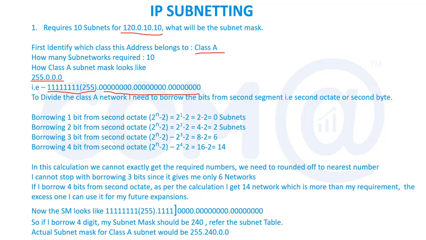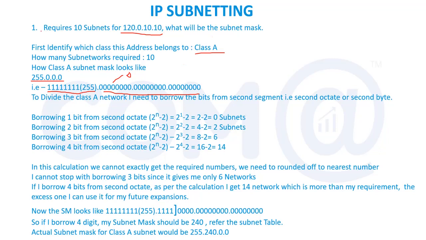So let's proceed. To divide a class A network, we need to borrow bits from the second segment, the second octet or second byte. Each portion is called an octet, because 8 bits are there. If you count, it is 8 bits, so we call this an octet. Or we can call it the second portion, third portion, for easier understanding, or a segment.